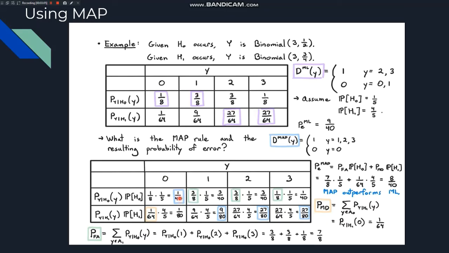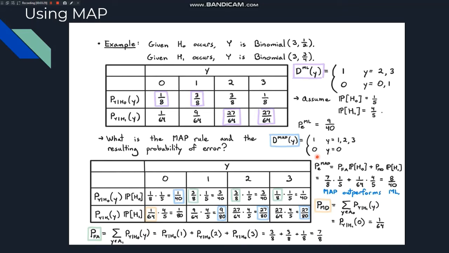And then here if you see, for y equal to 0, the first row is higher, while for y equal to 1, 2, 3, the second row has higher values. So accordingly, the values have been split. Here the decision rule can be seen, where for y equal to 1, 2, 3, it is 1, and for y equal to 0, it is 0.